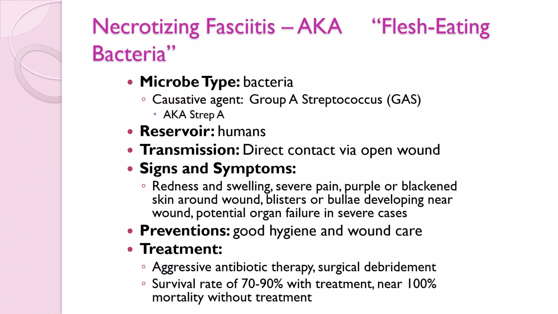Naturally, your head might be thinking, well, necrotizing lesions and flesh, that kind of sounds like a flesh-eating bacteria. And so, of course, we have to talk about necrotizing fasciitis. So this is a bacteria type. The causative agent is something called strep A, or group A streptococcus, or GAS. It has a handful of different names. You can pick whichever one you want to remember. The reservoir is humans, not the environment. The transmission is direct contact with an open wound.